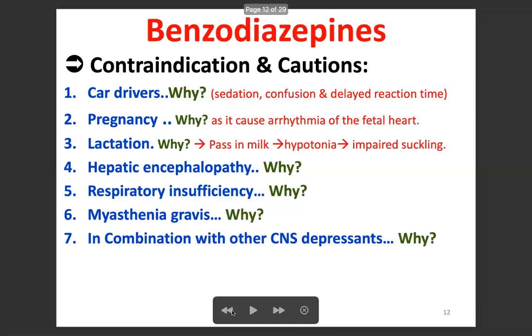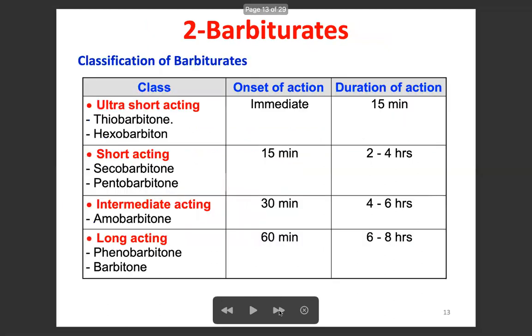So this is all about the benzodiazepines. Now the second category of the sedative hypnotics is barbiturates. Benzodiazepines and barbiturates are both different categories. Don't confuse them, both starting with B: benzodiazepines, barbiturates.